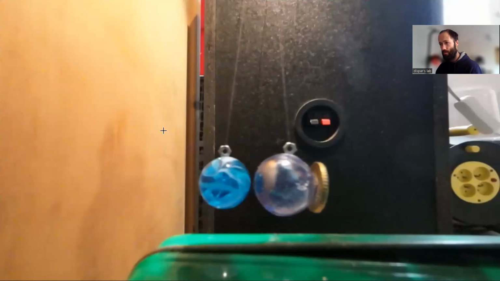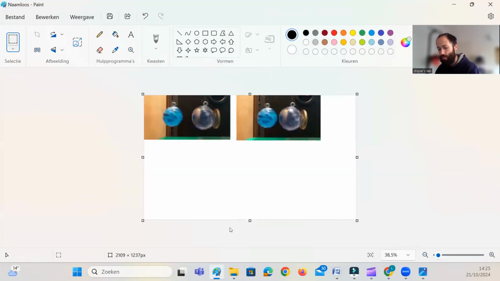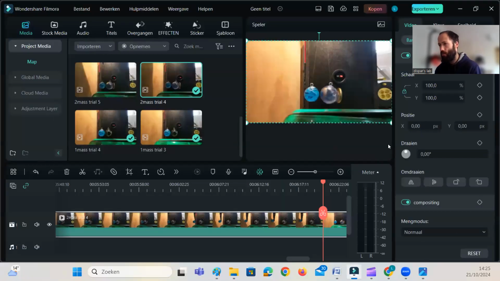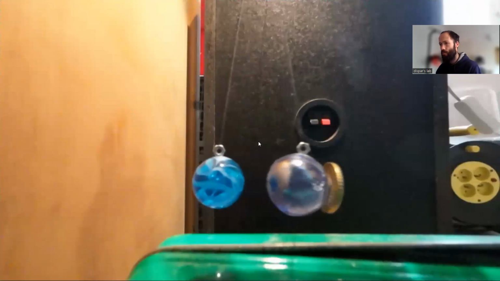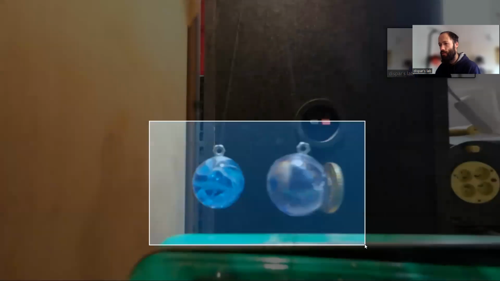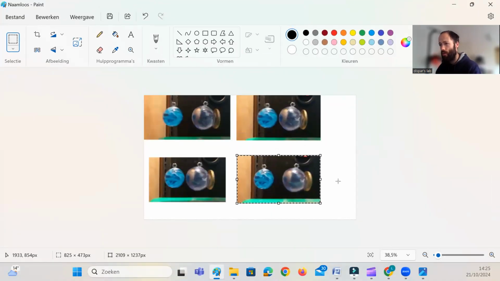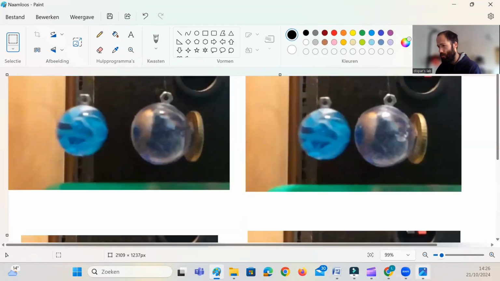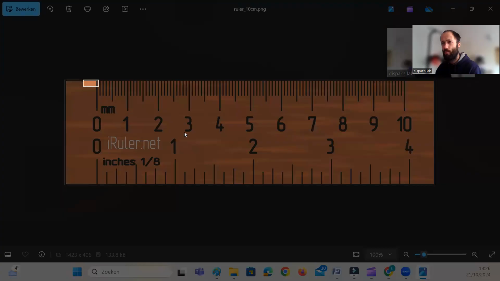starting from here, and then 1, 2, 3, 4, 5. Okay. And then the ruler. It's the print screen.